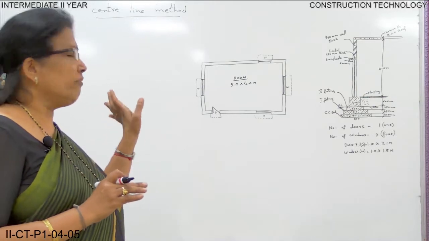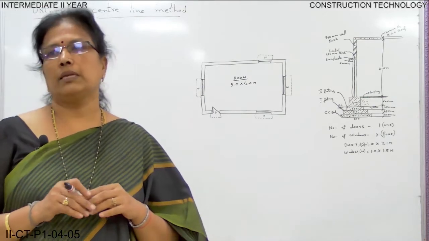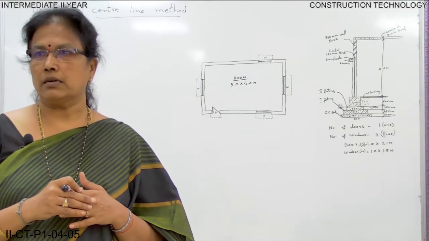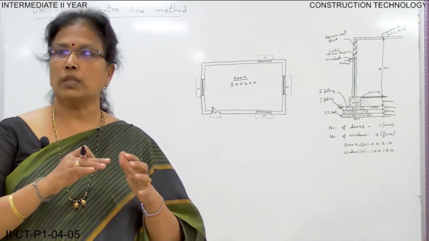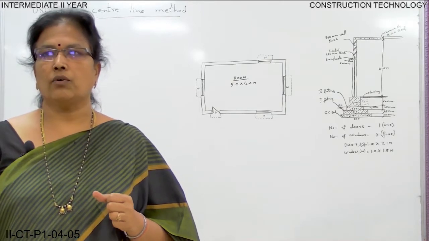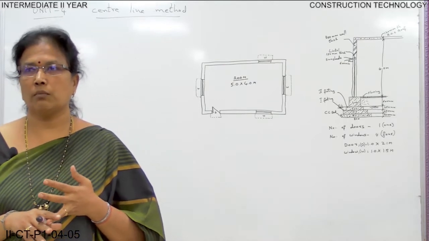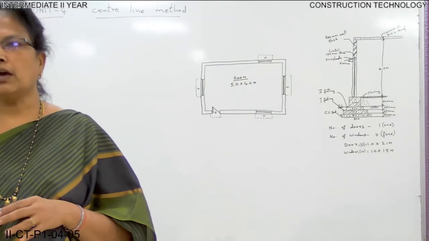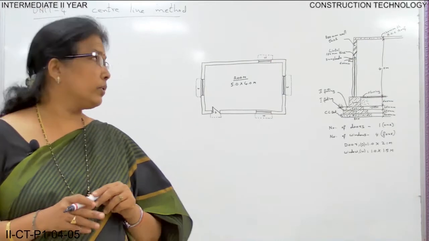What we have done yesterday, almost everything is the same, but a few measurements are different. For the previous drawing only, I am teaching this center line method so that you can compare the quantities. The final quantity value will be the same, either in the long wall, short wall method, or the center line method. Only the measurements are different. So let us learn about this problem.